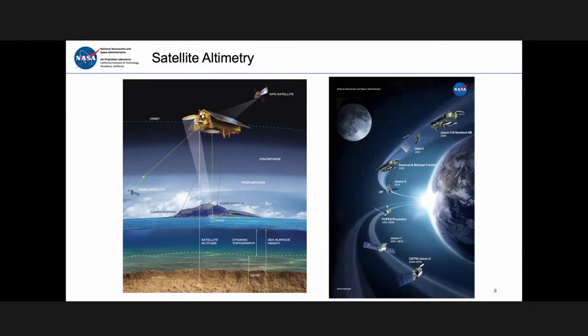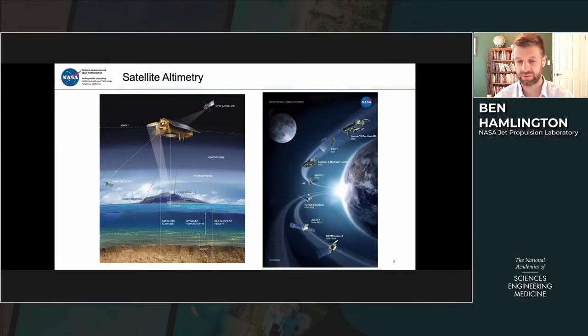So the satellite altimeter sends a radar pulse down to the surface of the ocean. That pulse interacts with the surface of the ocean and then bounces back and returns to the satellite. So the altimeter measures how long it takes for that pulse to get from the surface of the ocean back to the satellite, knowing very precisely where the satellite is.